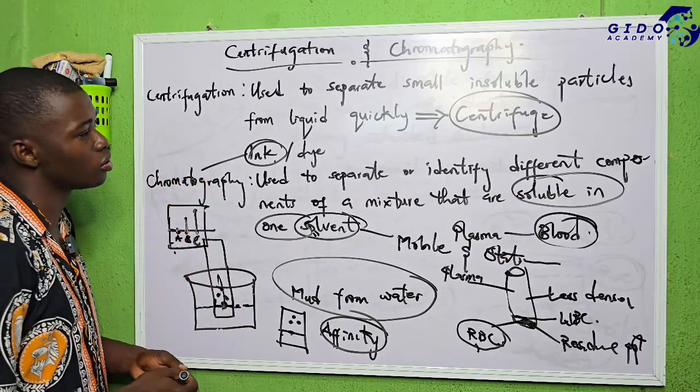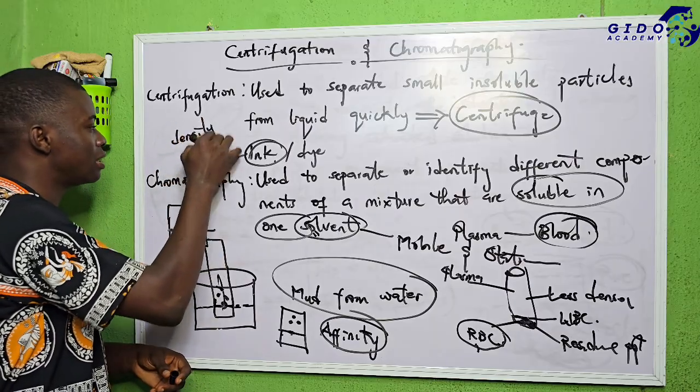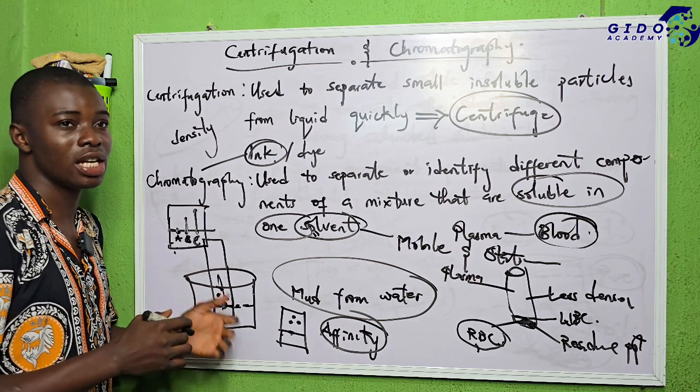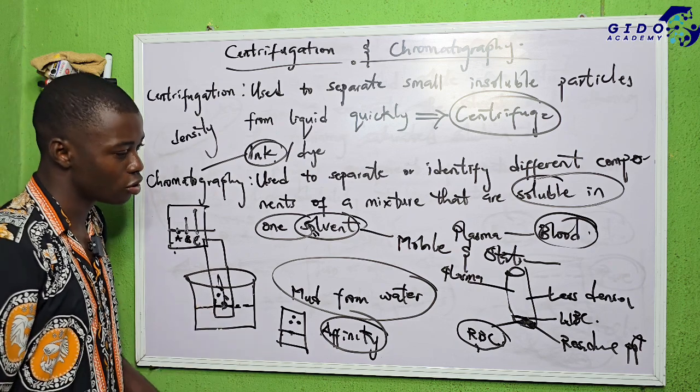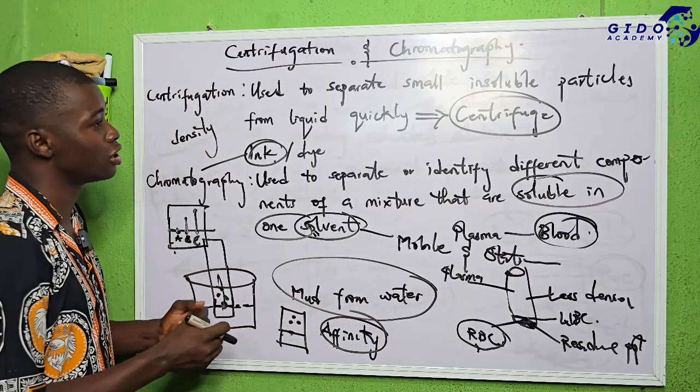While centrifugation is talking about their various densities, which of them is less dense and which of them is more dense. The one that is denser will stay at the bottom, while the one that is less dense will stay at the top. That is the end of this particular class.